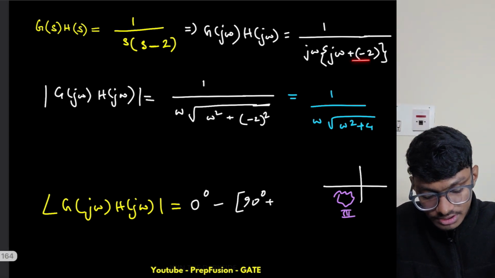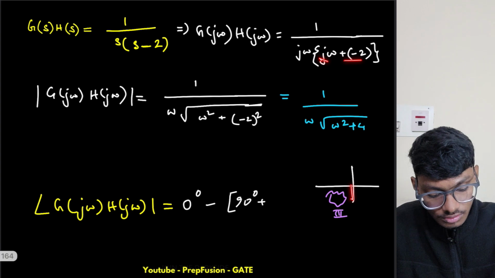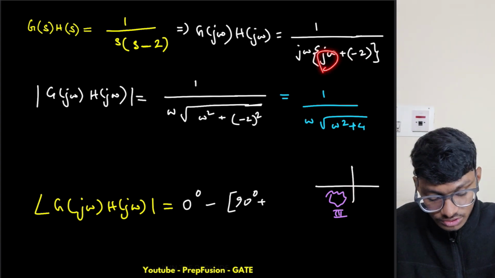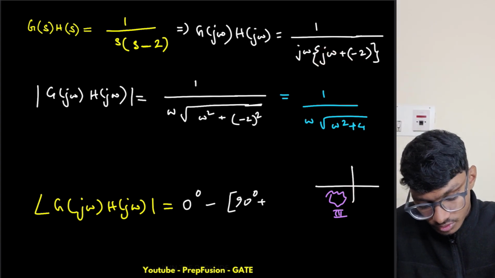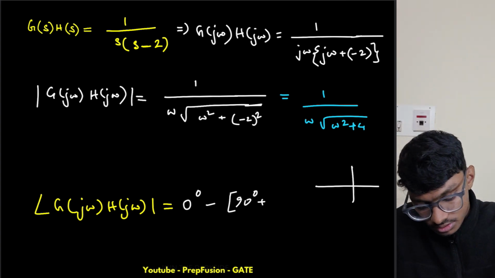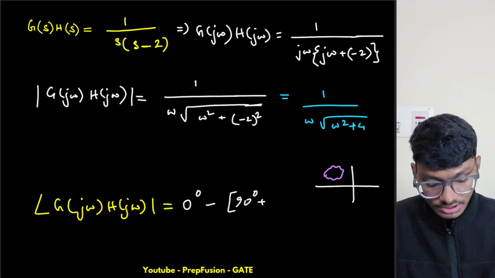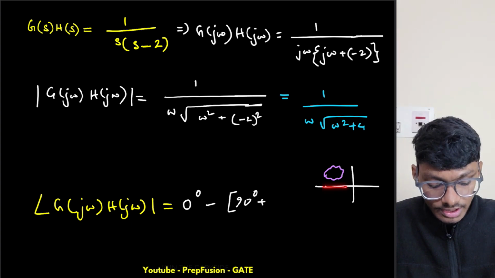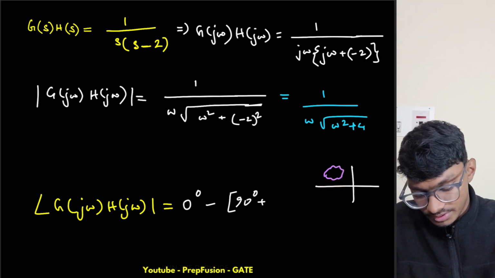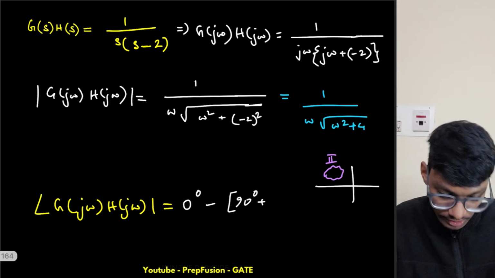Third quadrant. My real part is negative and my imaginary part is, okay, sorry, imaginary part is positive. So I lie in this quadrant, not in the third quadrant, sorry. In the second quadrant, right? My real part is negative and my imaginary part is positive, so I lie in the second quadrant basically.